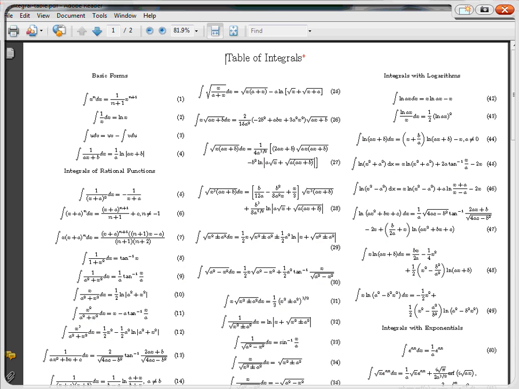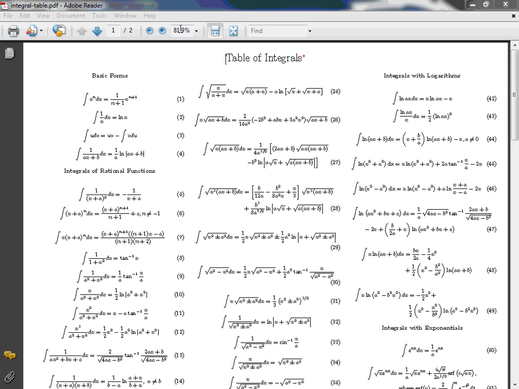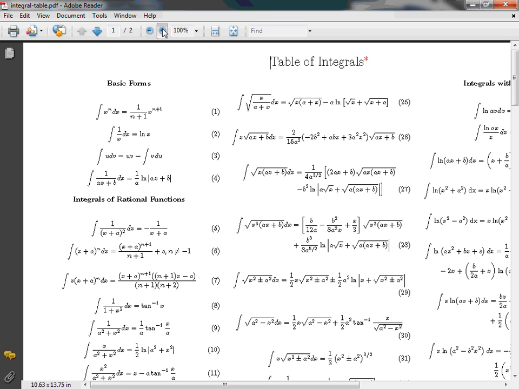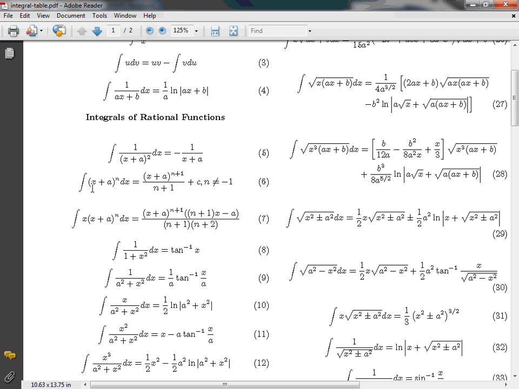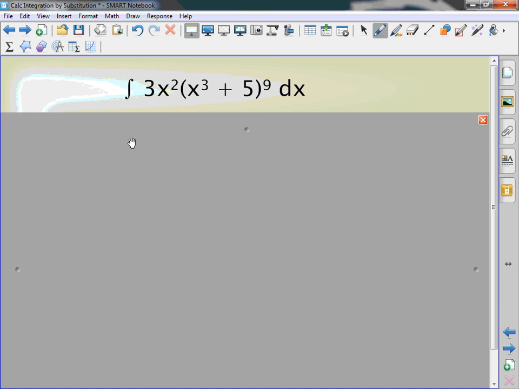If I look on my chart, you said it was number 6? If I look at number 6, (x plus a) to the nth. Well, it's (x plus 3) to the 5th. All it becomes is x plus 3, the 5 becomes a 6 over 6. That was one of the shortcuts that was actually on that table. But not all of them will be written like that.